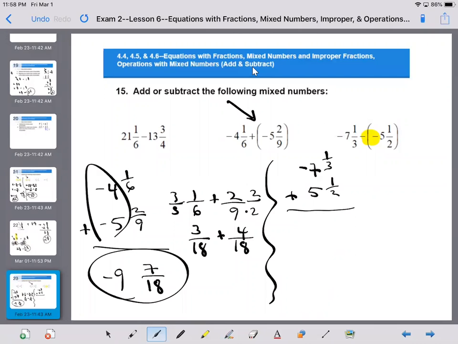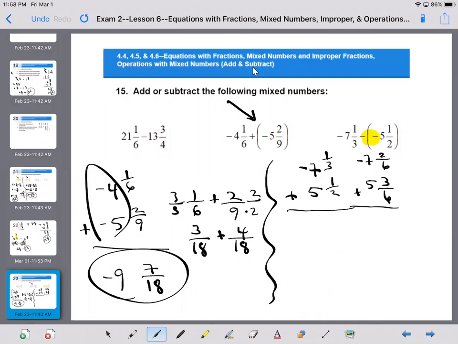So what we're going to do here is we're going to change the thirds and the halves. We're going to make those sixths. So I need equivalent fractions. So 1/2 would be 3/6. 1/3 would be 2/6. Remember, when we have a -7 plus 5, we're really subtracting this. So I can't take away 3/6 from 2/6 without going to the negative.